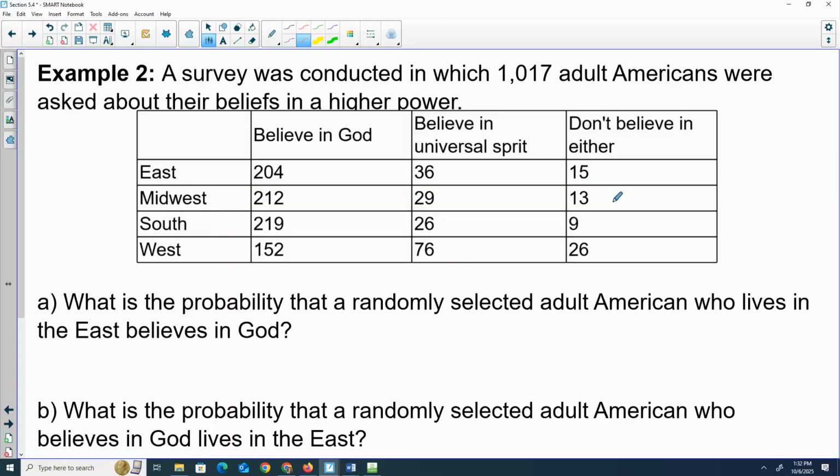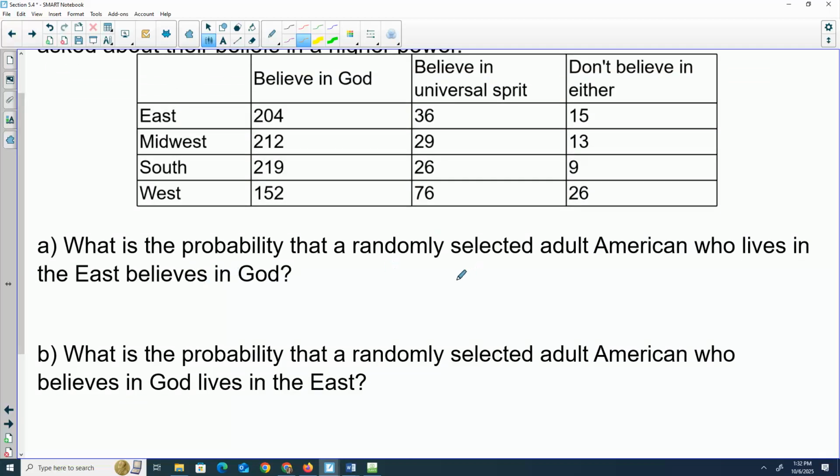So, let's look at an example. I think it's easiest if we're talking about problems. A survey was conducted in which 1,017 adult Americans were asked about their beliefs in a higher power. Part A. What is the probability that a randomly selected adult American who lives in the East believes in God? So, I'm asking for the probability that they believe, but what do I already know? What is the condition that I already told you? They are from the East. I want the probability that they believe in God, given that they are from the East.